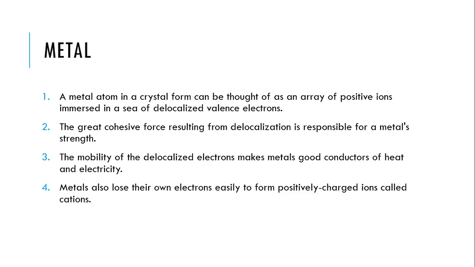The mobility of the delocalized electrons makes metals good conductors of heat and electricity. So it is the delocalized valence electrons that help the metal to become good conductors of heat and electricity. Metals also lose their own electrons easily to form a positively charged ion called cations. An example of that will be sodium metal.